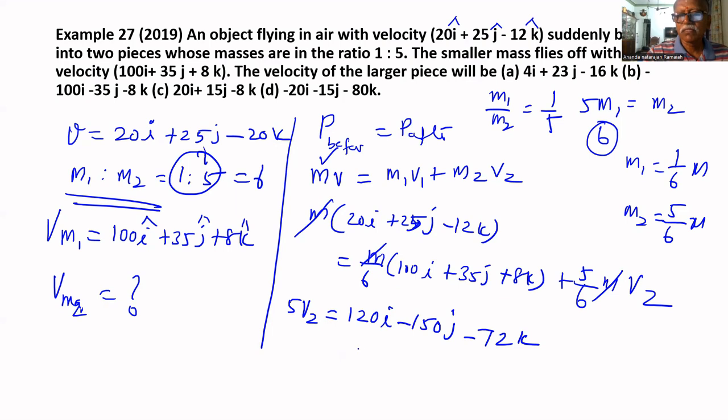We have to subtract this, minus 100I minus 35J minus 8K. So what you will get: 120 minus 100 equal to 20I. The answer is 20I.